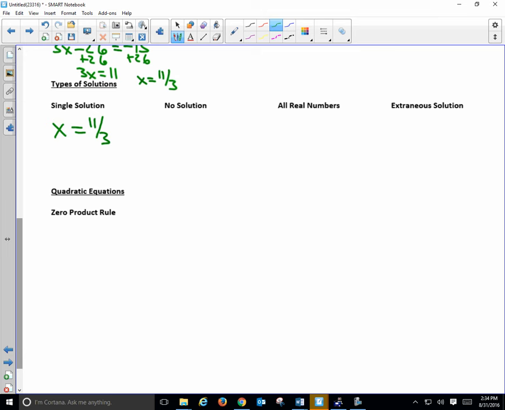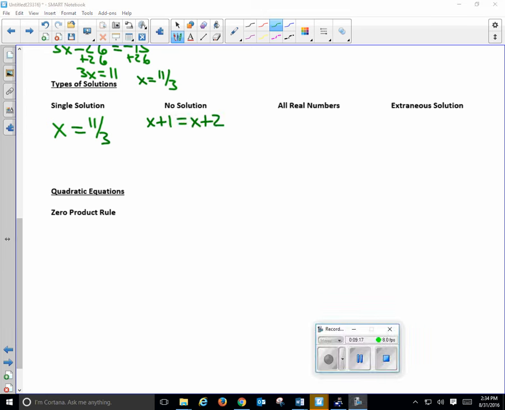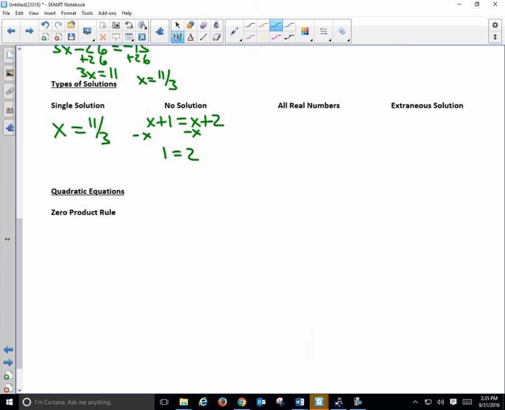But suppose you're solving something and you come up with x plus 1 is equal to x plus 2. Suppose you get x plus 1 is equal to x plus 2, and you would subtract the x's. You would get 1 is equal to 2, correct? Is that true? That's a sign that you have no solution.